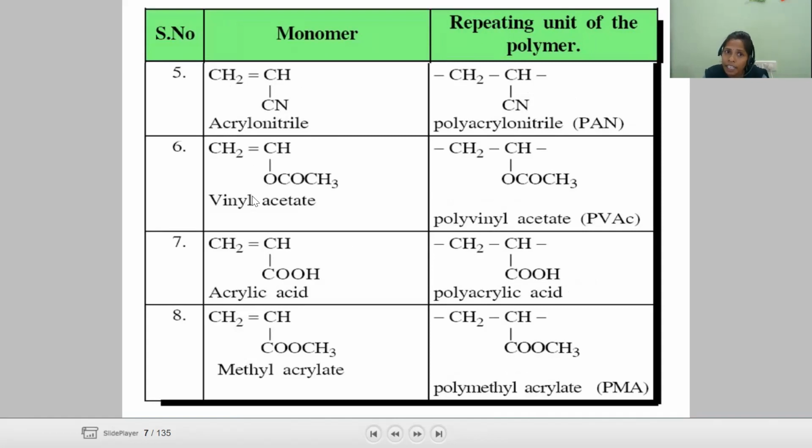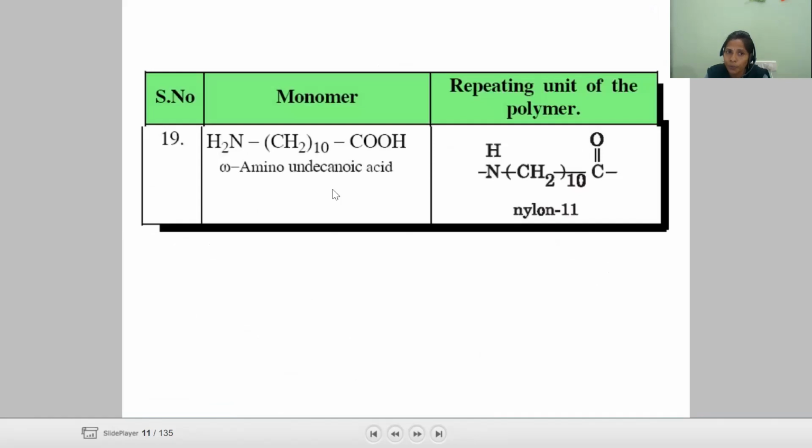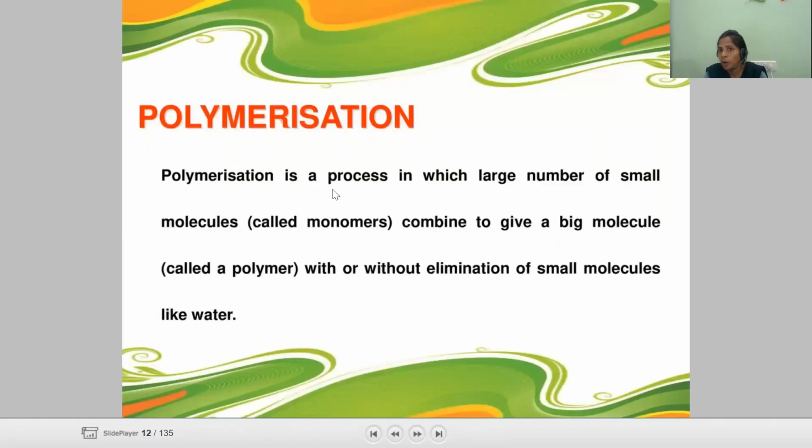See here, in every example, we have the double bond. The double bond converts to a single bond. And on both sides of the monomer, we get the new single bond. So like this, I have given around 19 examples. But in all the examples, the monomer has a double bond or triple bond. That double bond or triple bond converts to a single bond or a double bond. And on both sides of the monomer, we get the new single bond in the repeating unit. That is about the monomer and the repeating unit in the polymer.